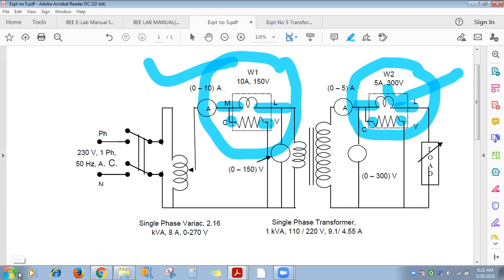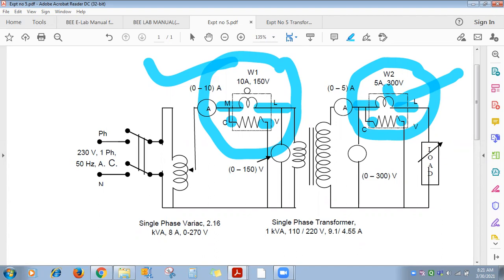If I take the ratio of W2 by W1, what will I get? Efficiency. No, we don't know the values of W1 and W2. My question is, what is the formula of W2 by W1? It is the formula of efficiency. So how are we going to calculate the efficiency of this transformer?